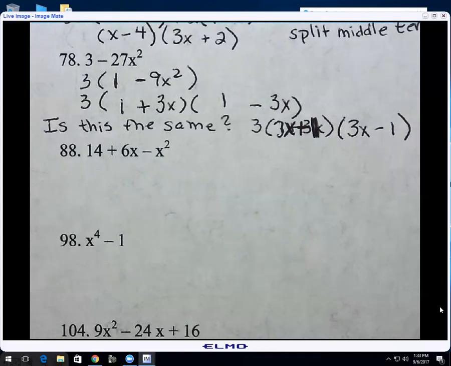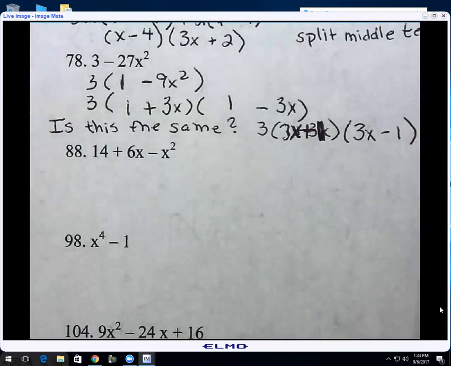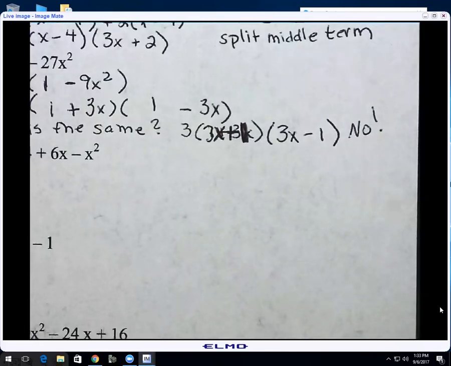If you fold this back together, you're going to get a positive 9x squared. And we didn't start with a positive x squared. So the answer to that question I wrote is no, that's not the same thing and wouldn't be right on the test.